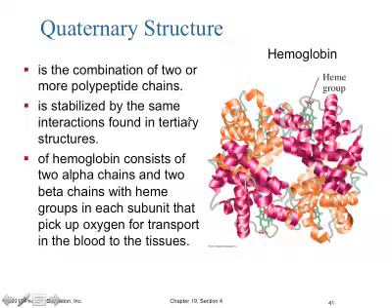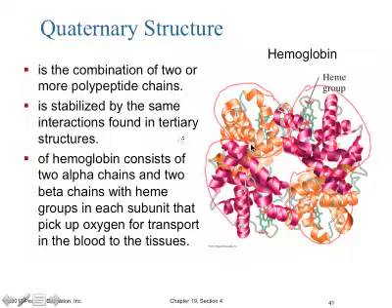So you've got 2 alpha chains and 2 beta chains. Here I don't know which is which, but you've got 1, 2, 3, 4. And each one of these, so we have 4 subunits, has a heme group where the oxygen can bind. Very important protein, found in our red blood cells, needed for transporting oxygen.